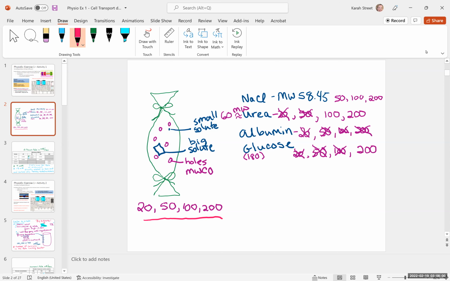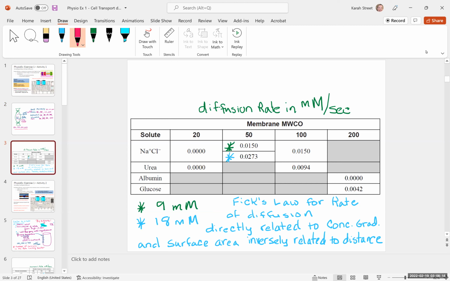So in my picture over here in the magenta, I'm showing the holes in the dialysis membrane. And in blue dots, I'm showing you small solutes. And with the blue square, a very large solute. We started to collect our data. These data are in units, diffusion rate units of millimolar per second.